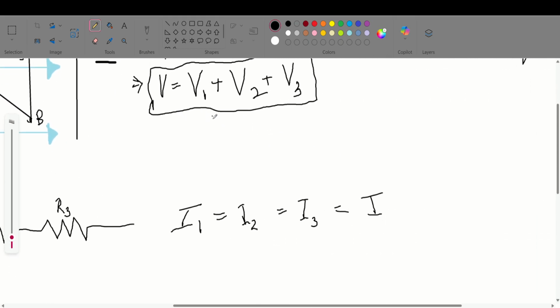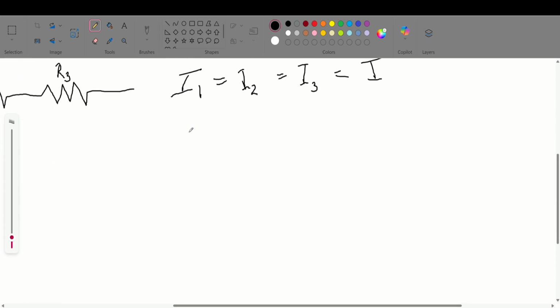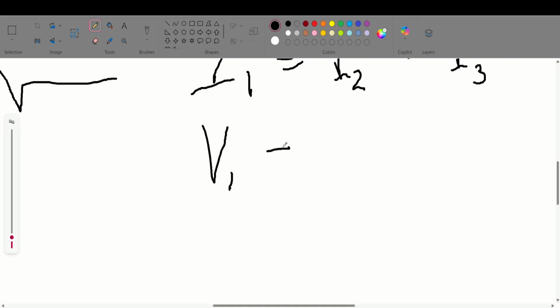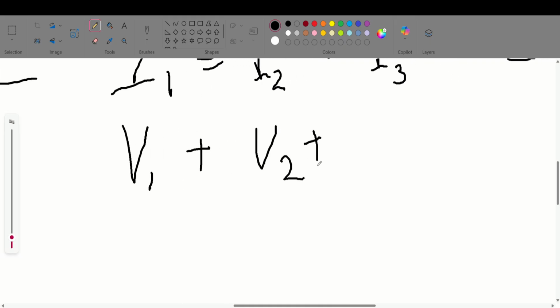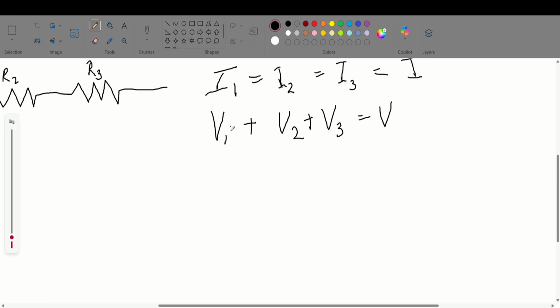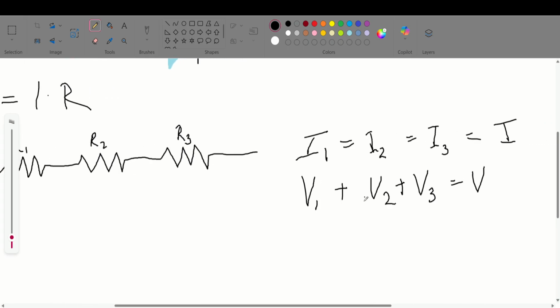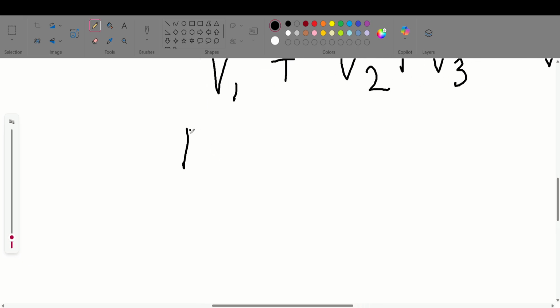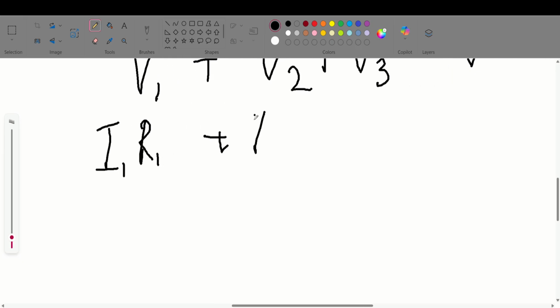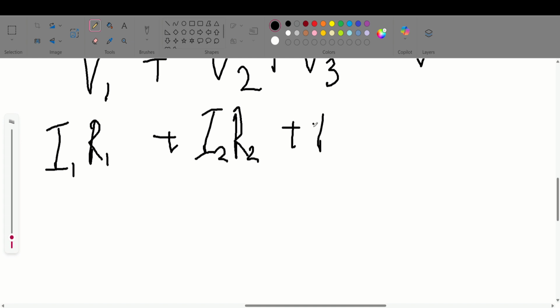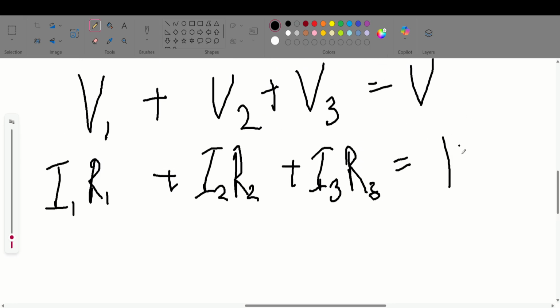And now we also figured out that the total voltage is V1 plus V2 plus V3. Now let's add the three voltages, or the three potential differences. So this is going to be equal to V, right? So now Ohm's law says that this V1 can instead be written as I1 R1. So we can write this as I1 R1 plus I2 R2 plus I3 R3 is equal to IR.